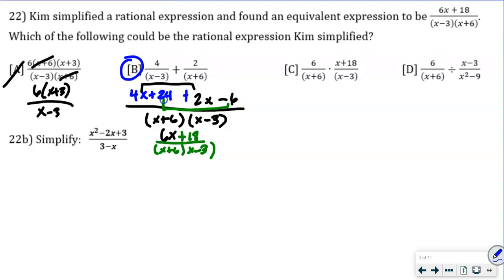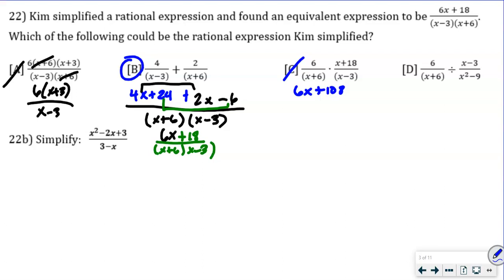6 times, so now we're just going to multiply across the top. 6 times x. 6 times 18 would be, that's a big number. 48, 108 maybe? Plus 108. So that obviously is not it.